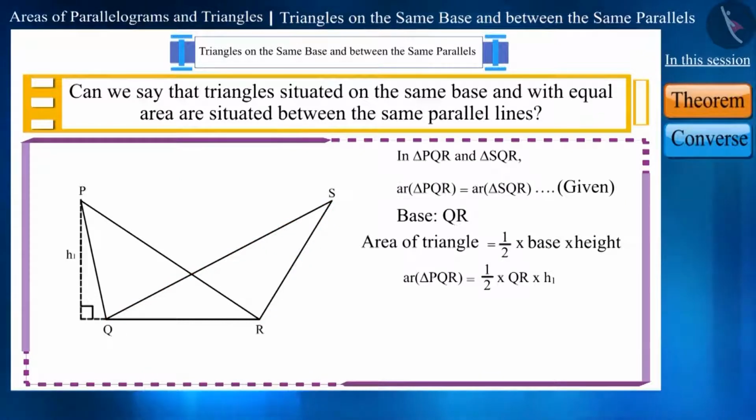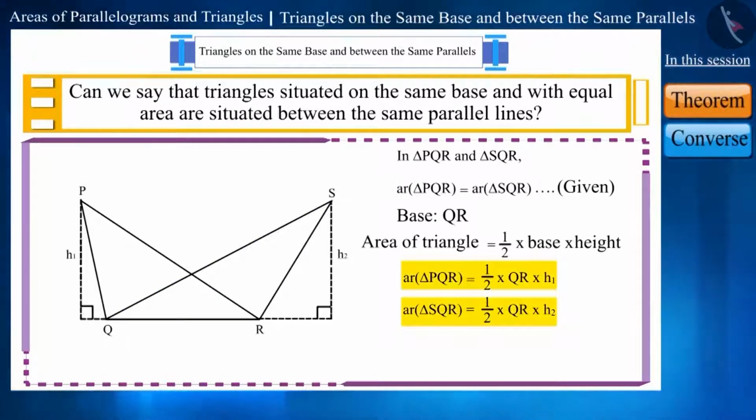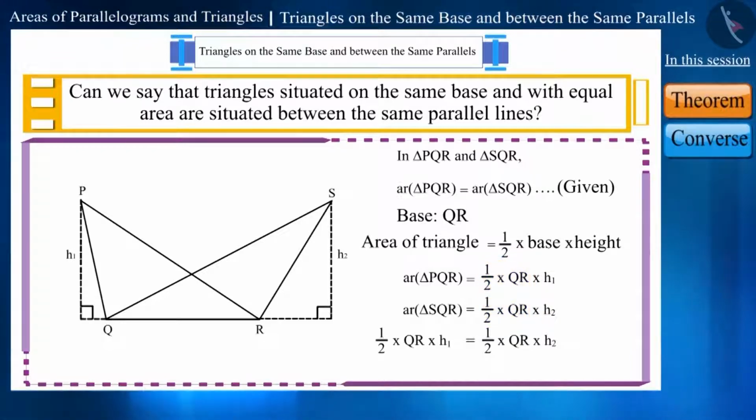we can use the formula for the area of a triangle and we will get this, where H2 is the height of triangle SQR. Now, if we look at these two parts, then we will see that 1/2 and the base are common. If we solve further, there's only height that is left. So, we can say that H1 is equal to H2. This means the height of triangles PQR and SQR is the same and vertices P and S will be equidistant from side QR.